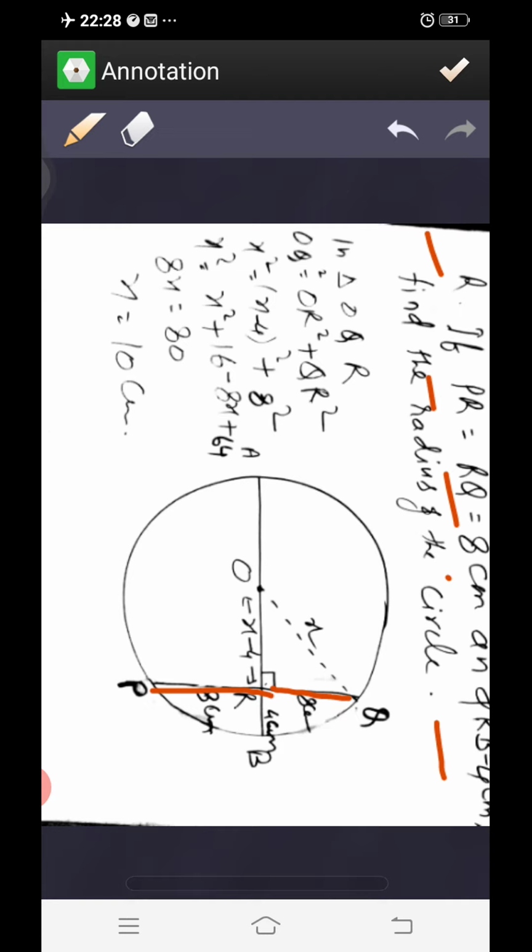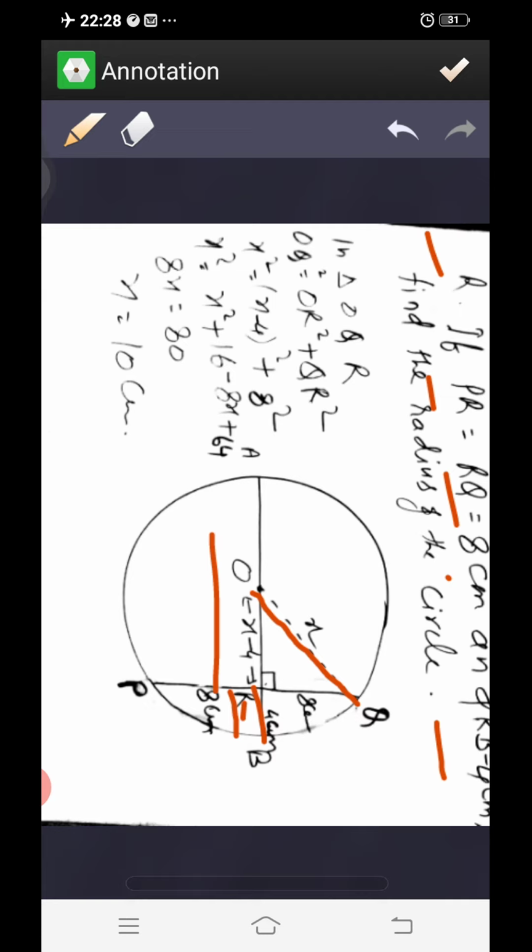This is diameter AB which bisects the chord at R, so that RB equals 4 centimeter. This much length, RB, is 4 centimeter. We are asked to find the radius of the circle. So join OQ. This is the radius, so we can say this is X. OB is also a radius, so OB equals X. Then RB is 4, so OR will be X minus 4.